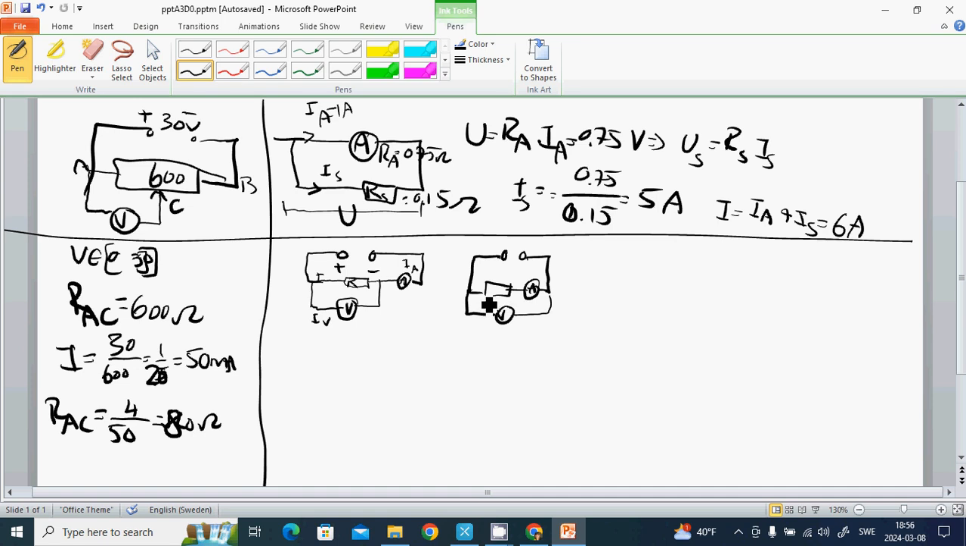And we have an example for this: the ampere meter shows IA or I, in this I equals to 0.3 ampere, and the voltmeter V shows 51 volt, and RA is 0.1 ohm, and we will find R.